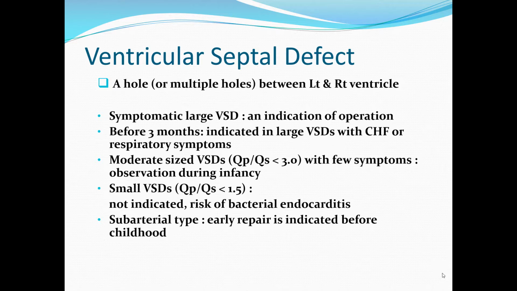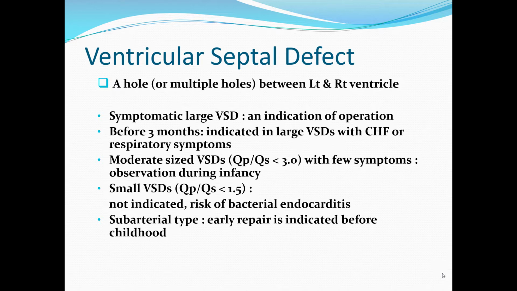Moderate sized VSDs, with QP:QS, pulmonary flow ratio to the systemic flow, less than 3 with few symptoms, may need observation only during infancy, and later on during childhood you may do some corrective surgery. While for small VSD, there is no indication for surgery in these cases, but they are liable for infective endocarditis.